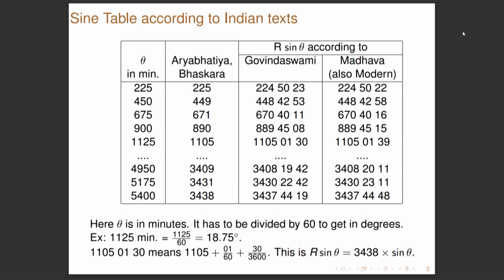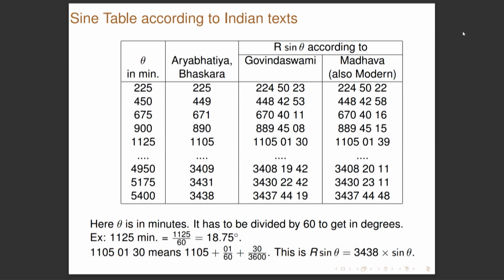Now I should explain what it means. Here theta is in minutes, so 225 minutes is 3 degrees 45 minutes, or 3.75 degrees. This is 450 minutes, so it is 7.5 degrees, and so on. And 1125 minutes, that is 1125 by 60, is 18.75 degrees.